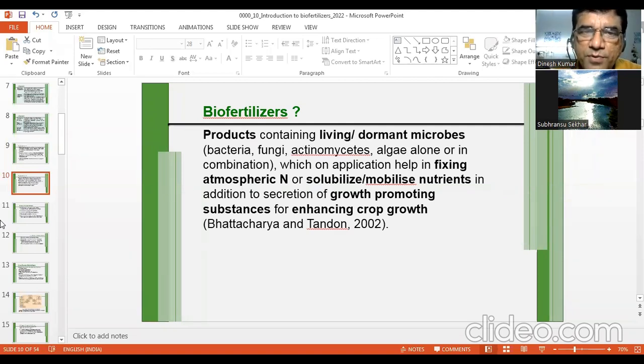So this is how to define biofertilizer. And here is one more definition of biofertilizer. These are products containing living or dormant microbes, within brackets bacteria, fungi, actinomycetes, algae, alone or in combination, which on application help in fixing atmospheric nitrogen or solubilize and mobilize nutrients, in addition to secretion of growth promoting substances for enhancing crop growth. On the last slide you saw 3 points. All of these have been merged here, so it becomes a complete definition of biofertilizer.